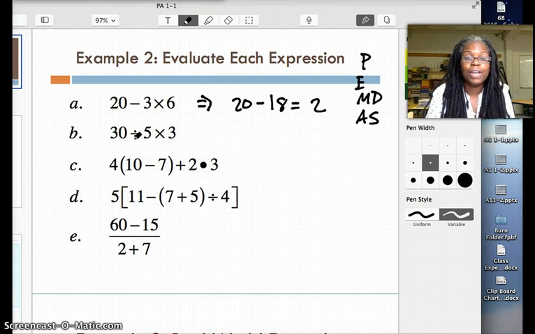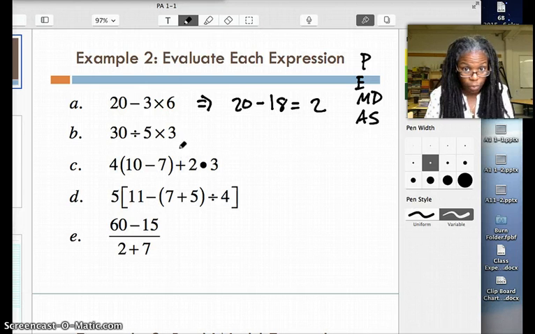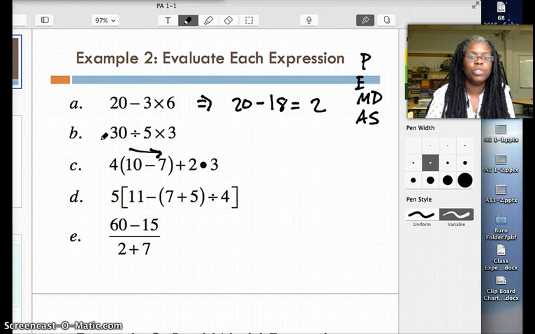Over here, you notice we've got both division and multiplication. I have to be honest, back in the day, like way back in the day, I used to believe that multiplication superseded division because it came first, and it doesn't. They are equal. So in this case, this is a great example of doing it from left to right.